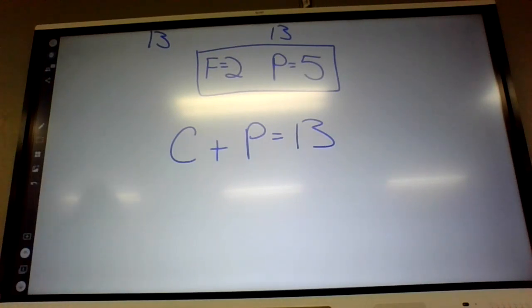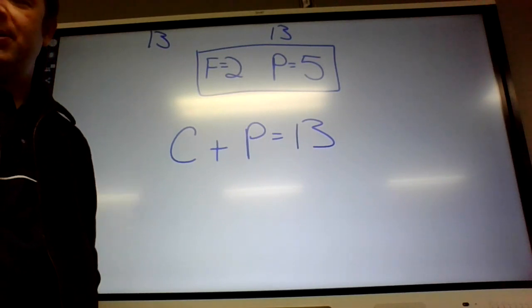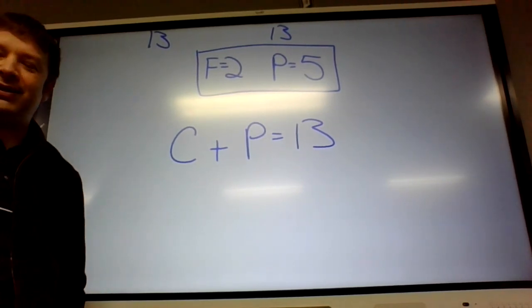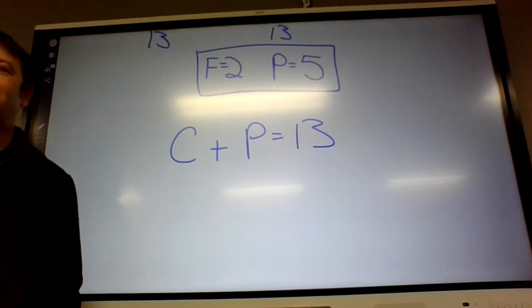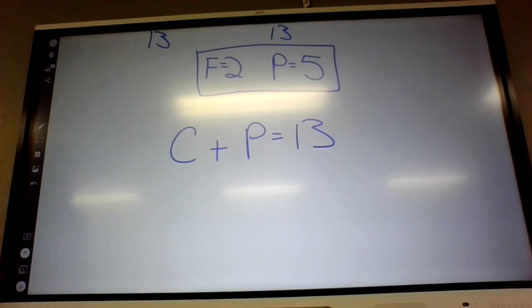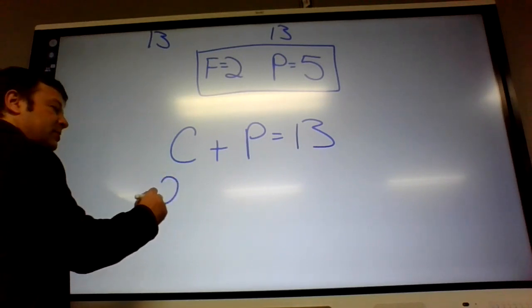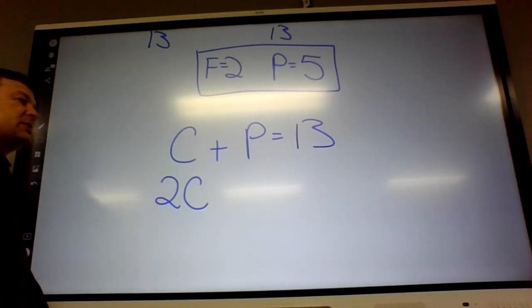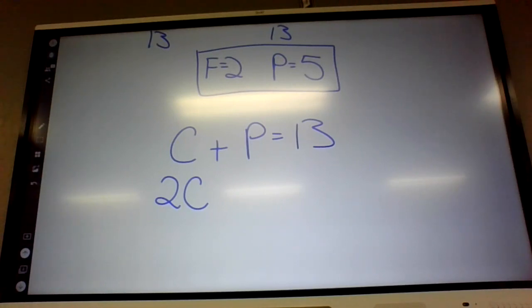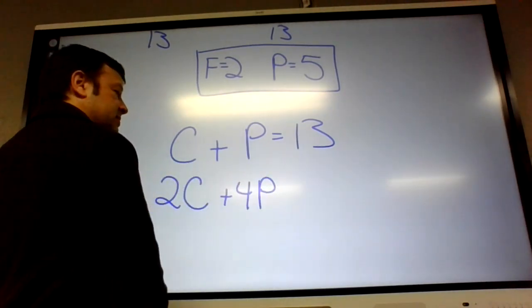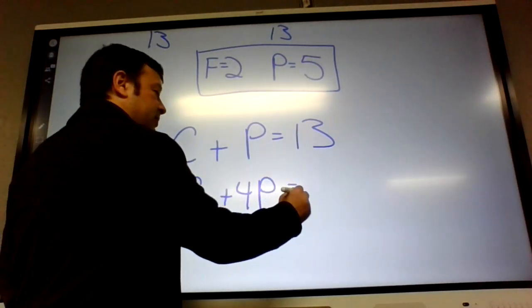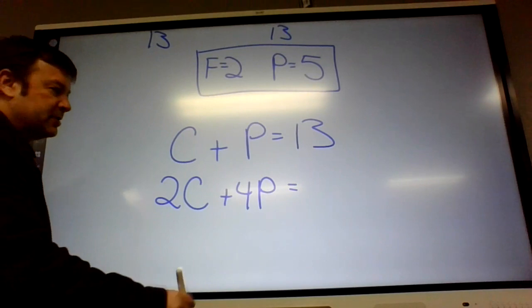There are 40 legs in the barn. So we have to figure out how many chickens and pigs there must be. Okay, how would we figure out the number of chicken legs? 2C. 2 legs times the number of chickens. How would we figure out the number of pig legs? 4 legs times the number of pigs. And then that should equal the total number of legs. What was it? 40?